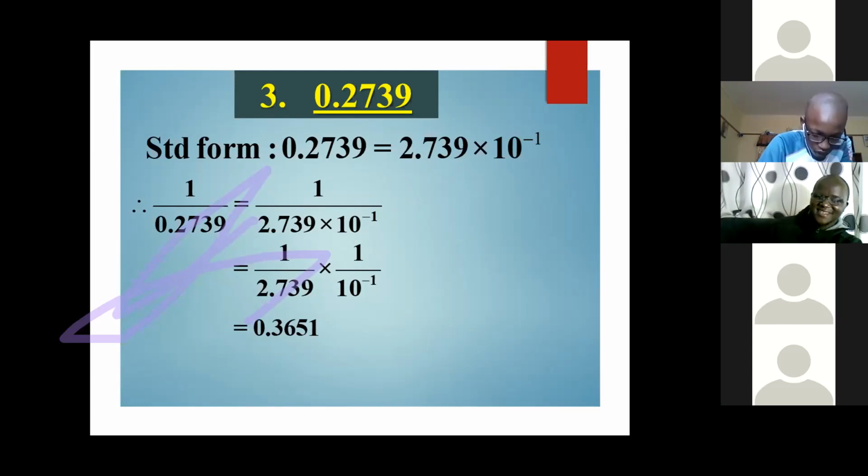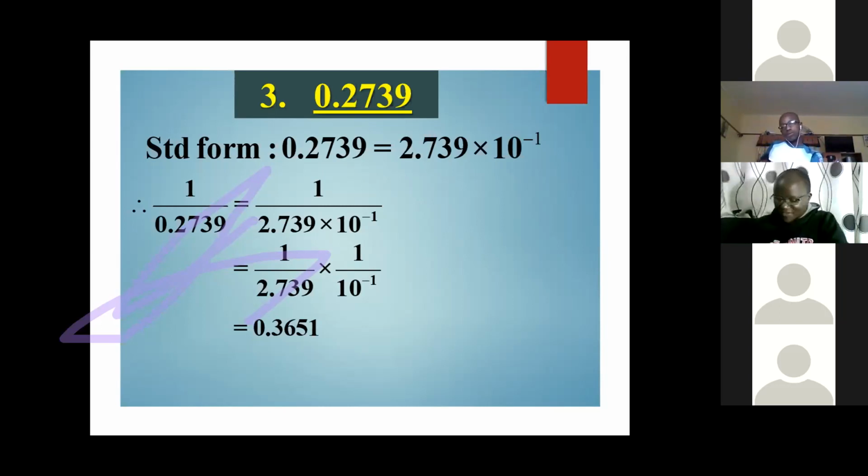Okay. Now we have another challenging part on the other side. How are we going to deal with this part? 10 power negative 1, the negative becomes positive on taking the reciprocal. It will be 10 power 1. Now I need to give somebody a hint.